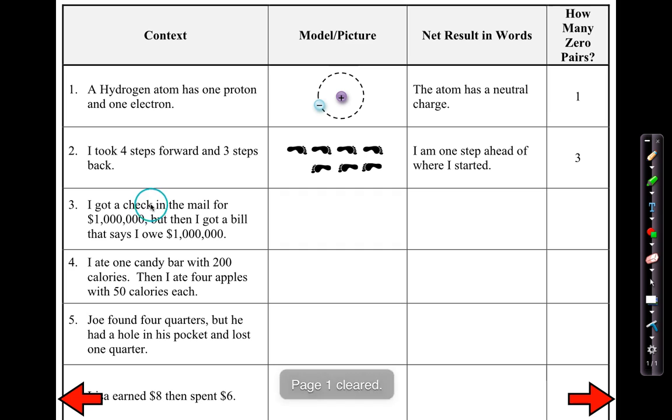Here it says, I got a check in the mail for $1 million. So that's going to definitely be a positive $1 million, right? Because that's something that you got. I wish I got $1 million. Okay, then the next it says, but then I got a bill that says I owe $1 million. So that, guess what? Because it's a bill and you owe it, that's going to be a negative 1 million.